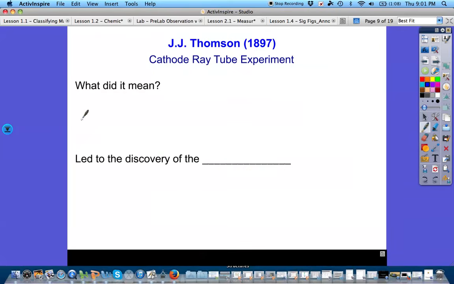So what did this mean? Well, this meant that the cathode ray must be negatively charged, since like charges repel each other. And this led to the discovery of the electron.